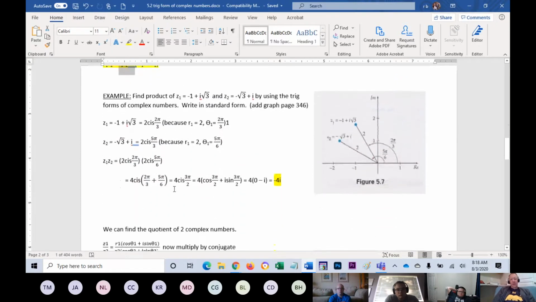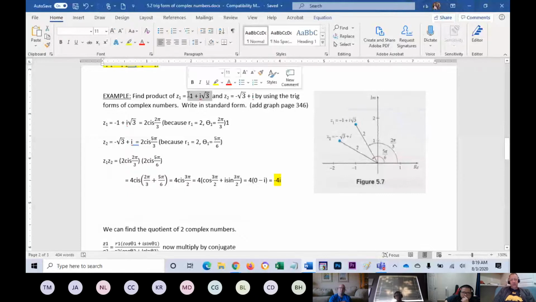So let's do an example here. Find the product of Z1 equals -1 plus I square root of 3, and Z2 equals square root of 3 plus I. We're going to use the trig form of the complex numbers, and we're going to write the answer in standard form. So let's look at this for a moment. The first one, -1, so we're going to go in over here, -1 plus I square root of 3. So we're going to go the square root of 3 up here.